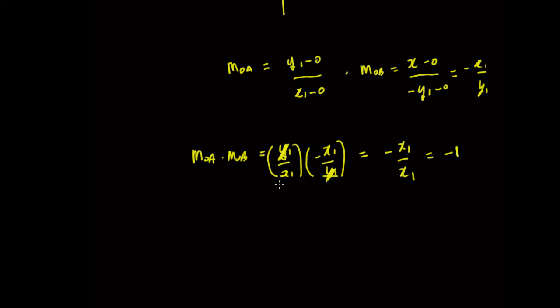Okay, so that's a little proof that if two lines are perpendicular, and you multiply the gradients together, you get a value of minus 1.